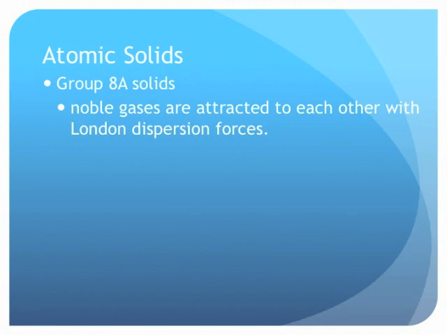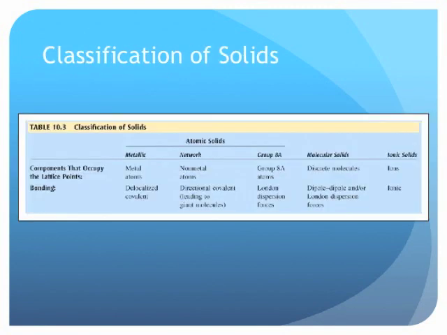They can be attracted to each other through London dispersion forces and eventually will form a solid at very low temperatures. On page 450 in your book, in Chapter 10, there is a table, 10.3, that summarizes the classification of all the solids and includes some of the characteristics that you can find with them. I would suggest taking a look at this and making sure that you understand some of the differences between them. And this concludes the first video for Unit 9.